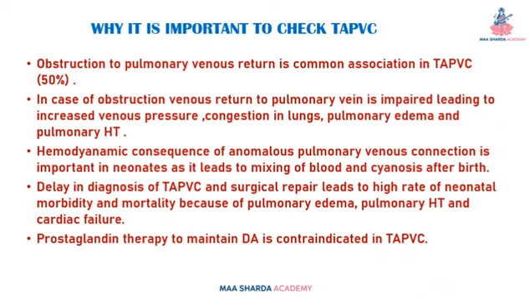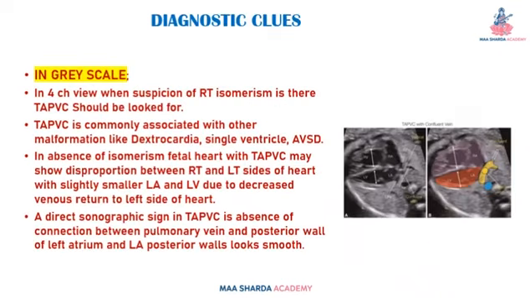The hemodynamic consequence of anomalous pulmonary venous connection is important in neonates as it leads to mixing of blood and cyanosis after birth. Delay in diagnosis of TAPVC and surgical repair leads to a high rate of neonatal morbidity and mortality because of pulmonary edema, hypertension, and cardiac failure. Prostaglandin therapy to maintain the ductus arteriosus is contraindicated in TAPVC.